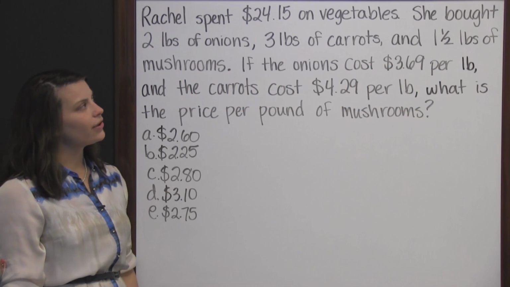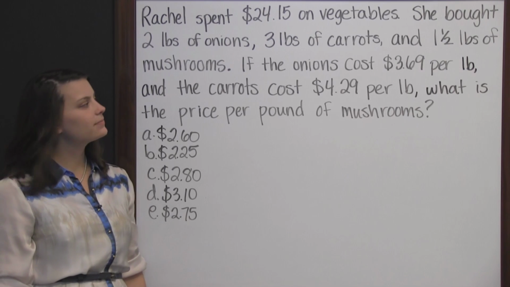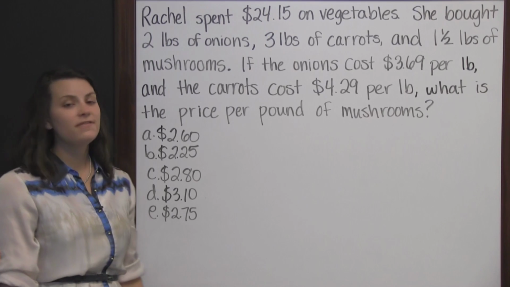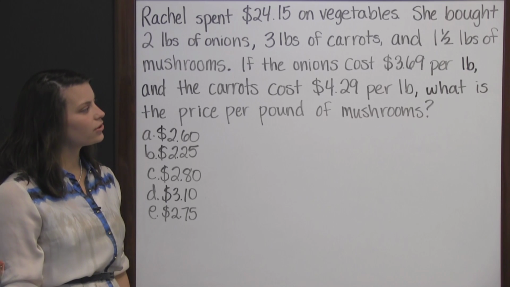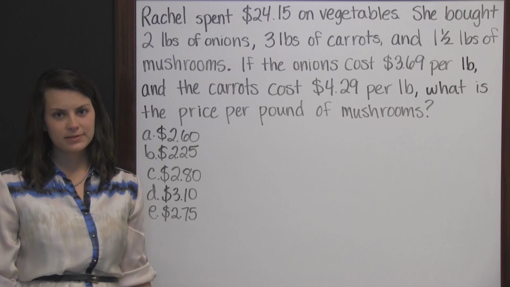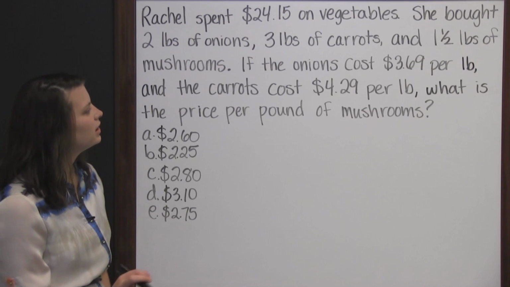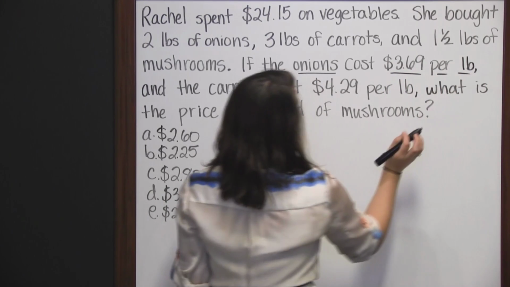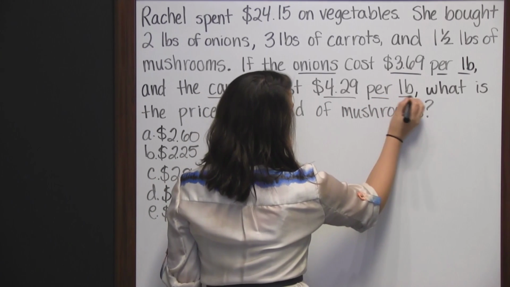Rachel spent $24.15 on vegetables. She bought 2 pounds of onions, 3 pounds of carrots, and 1.5 pounds of mushrooms. If the onions cost $3.69 per pound and the carrots cost $4.29 per pound, what is the price per pound of mushrooms? So first I want to figure out how much money was spent on the onions that were $3.69 per pound and how much was spent on the carrots that were $4.29 per pound.